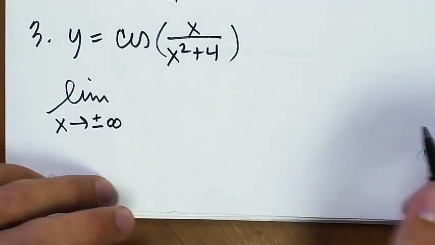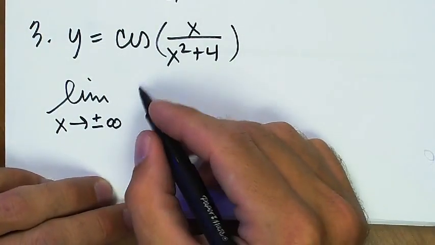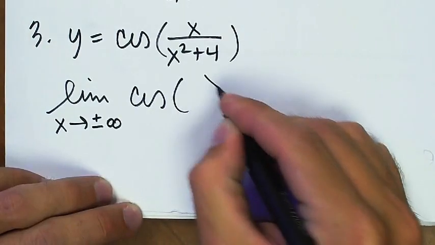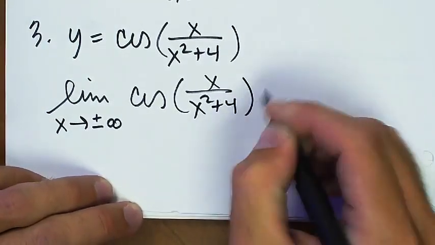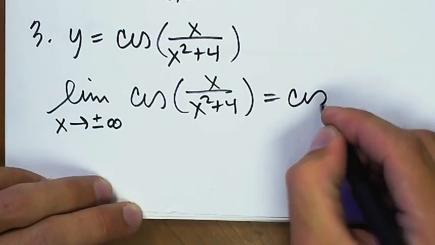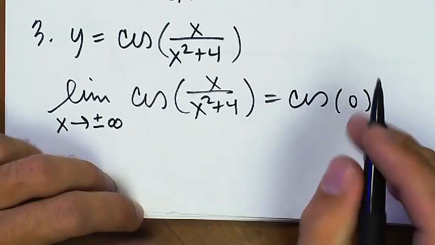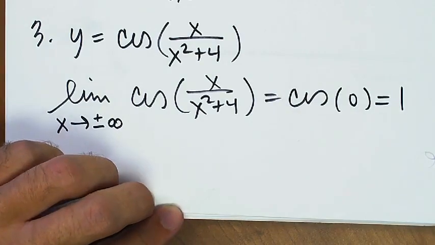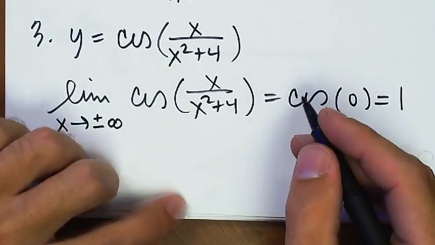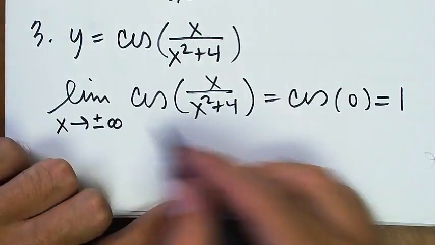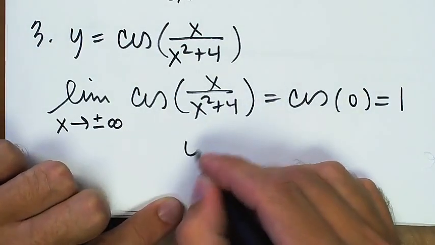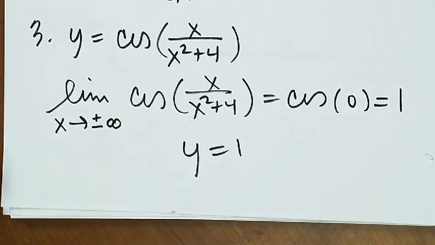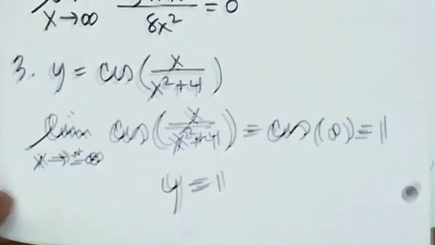So the limit as x approaches plus or minus infinity of cosine of x over x squared plus 4 is going to be equal to the cosine of 0, right? And that's equal to 1. And that means that since the limit as x approaches infinity and negative infinity of this function is 1, y equals 1 will be a horizontal asymptote to the graph of the function. Moving on to number 4.